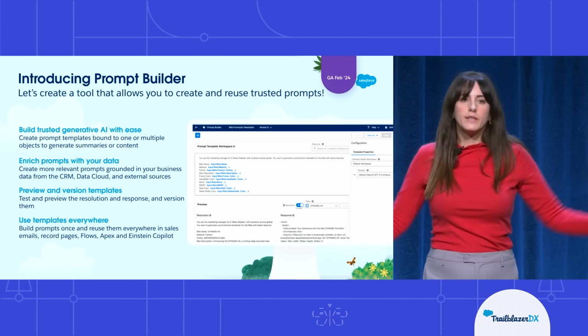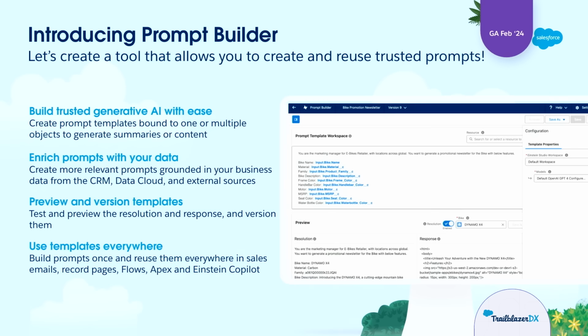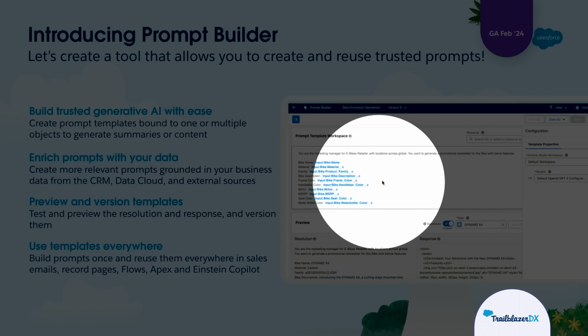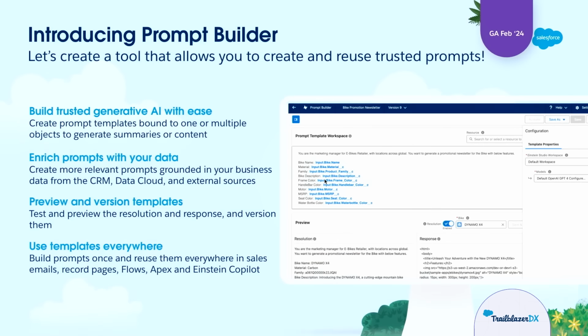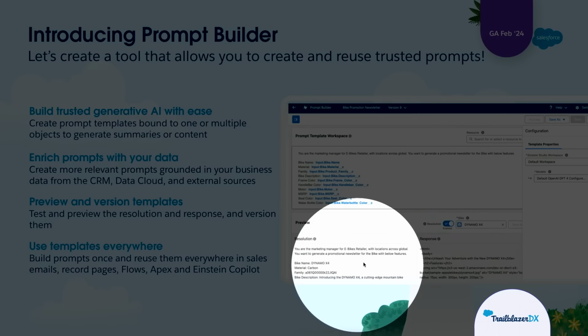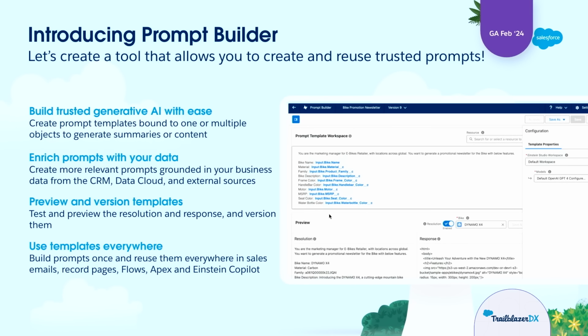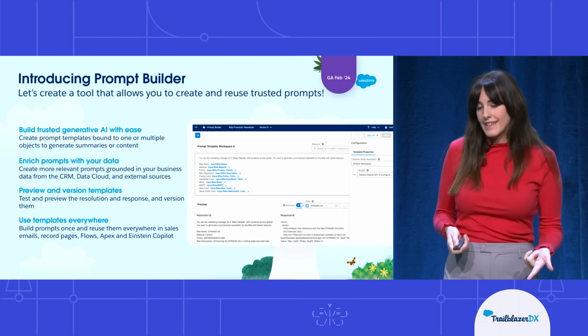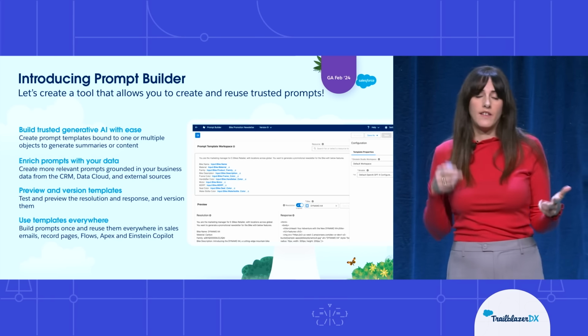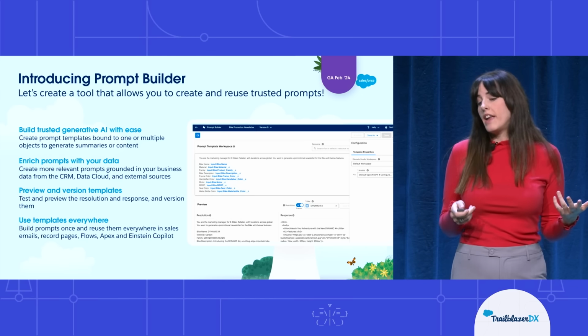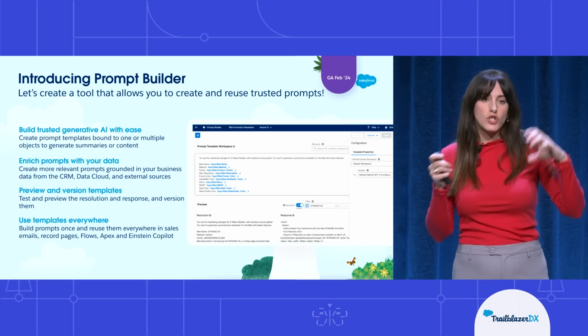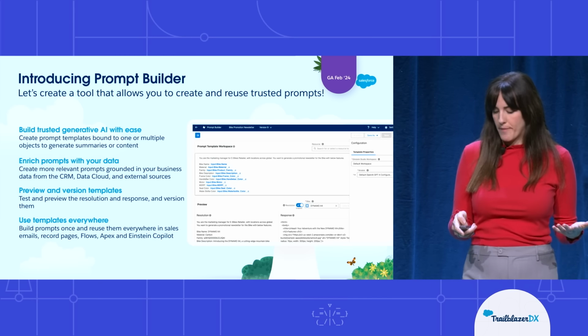Based on all these principles, we decided to create Prompt Builder, which is a tool in which you can create your prompts. You can ground them with data that may come from the CRM, from an external system, or from Data Cloud. Those prompt templates are evaluated to create a final prompt that is sent to the LLM to generate a response. In Prompt Builder, you can create and test those prompts. They are also versioned, following the same versioning system as Flow, and you can select the models that each prompt will be using when you execute them.